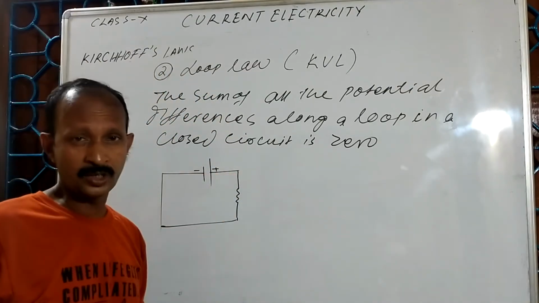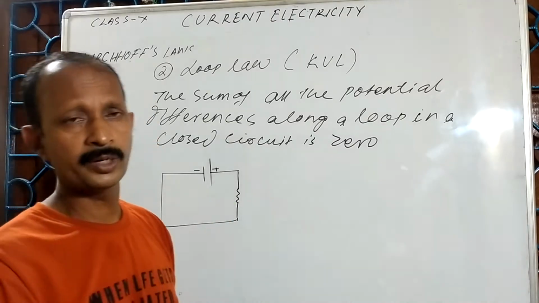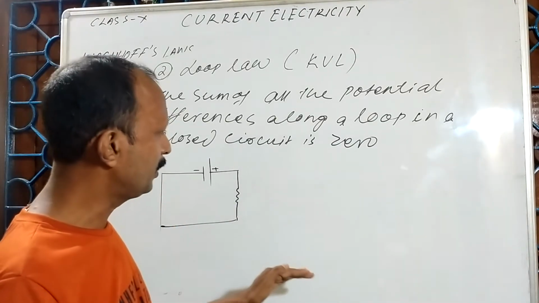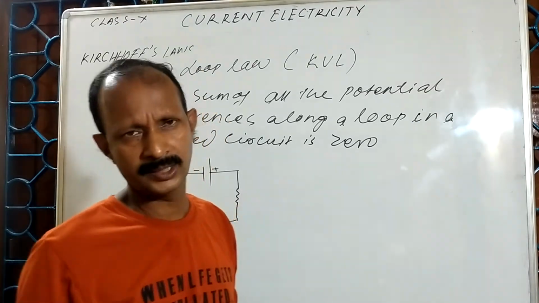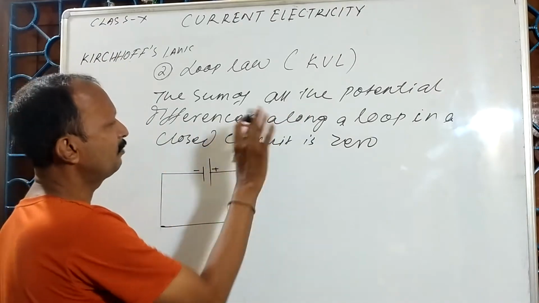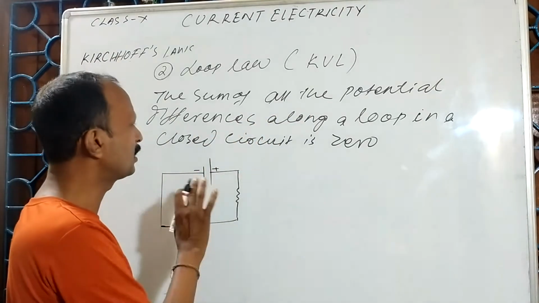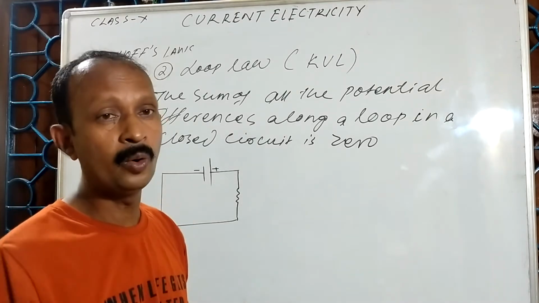Whenever current flows through the circuit, in some places there will be a rise in potential difference, and in some places there will be a drop in potential difference. But the sum of all the potential differences along a closed loop in a circuit is all the time 0.